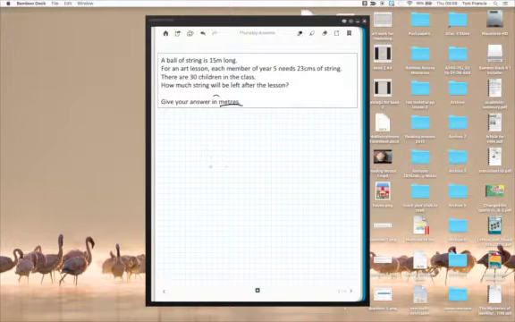Before I begin, I want to work out how much string has been used. So there are 30 children in the class, and they're going to use 23 centimetres each. So that's 30 lots of 23 centimetres. So let's work that out. It's the same as timesing by 3 and then adding a 0, isn't it? So 3 times 23 is 69. And then we add a 0 because it's not 3 times, it's 30 times. So 690 centimetres have been used.